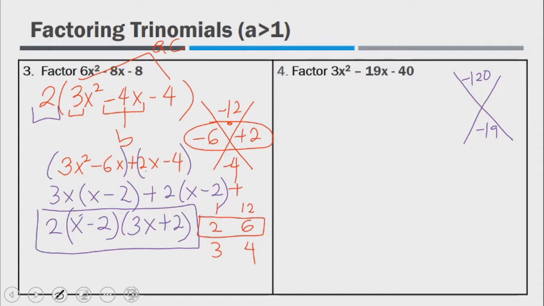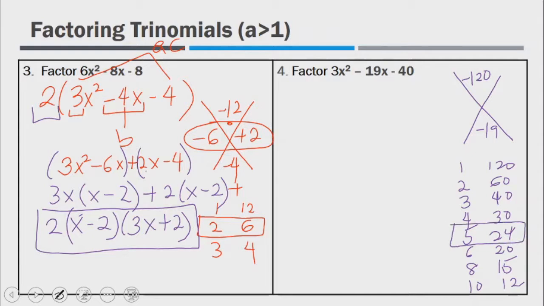So for negative 120, I have 1 multiplied by 120, or 2 multiplied by 60, or 3 multiplied by 40, okay? Write everything out so that you don't make mistakes. Or 4 multiplied by 30, or 5 multiplied by 24, or 6 multiplied by 20, or 8 multiplied by 15. We can still keep going. We can also have 10 multiplied by 12. So which of these combine to 19? If you look very well, there's only one that combines to 19, and it is 5 and 24. So that's what we are looking for.